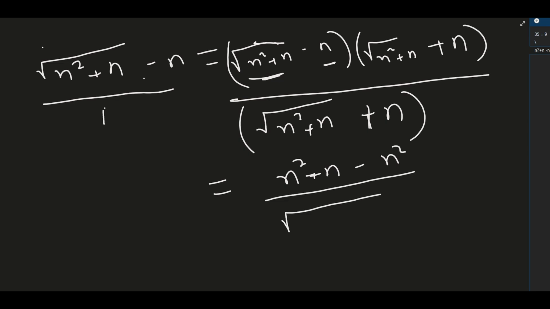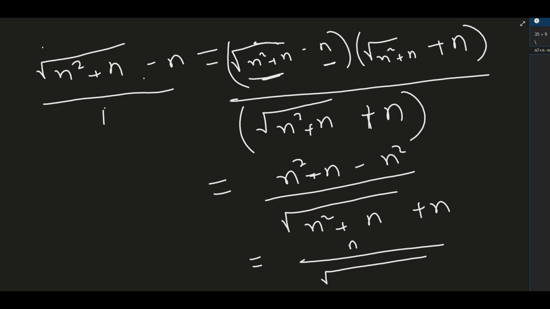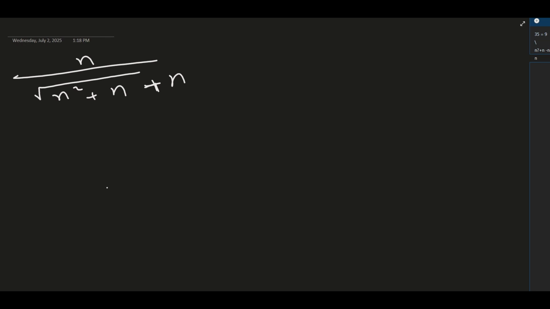The denominator hasn't changed. It is still square root of n squared plus n plus n outside. And this expression can be simplified to n over square root of n squared plus n plus n outside. As simple as that. Now we are actually finding the limit, so we have to proceed. And in our procedure, we realize that now we have this and we must simplify it.